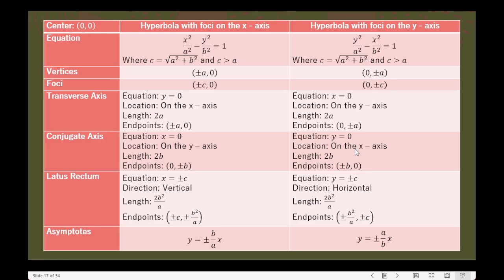Okay, now you just follow the information from this table, and this information will help us sketch the graph of any hyperbola, again, whose center is at the origin, whether the hyperbola is vertically drawn or horizontally drawn. Okay.